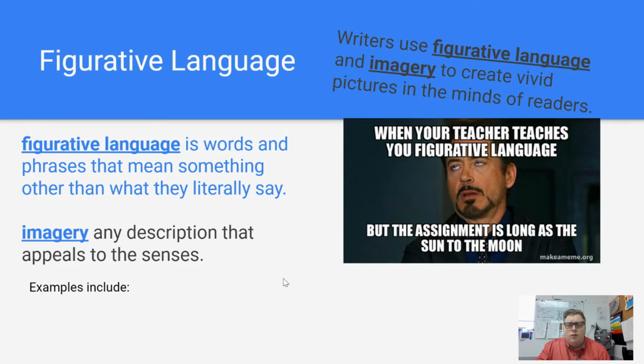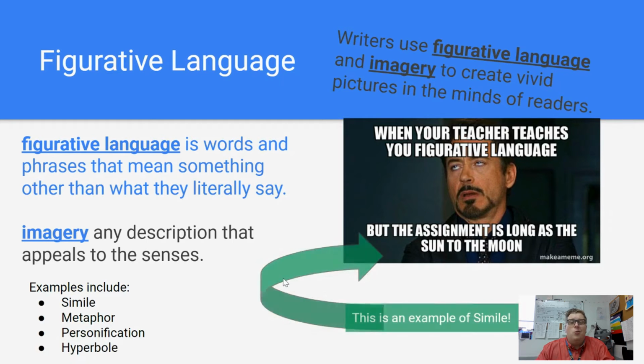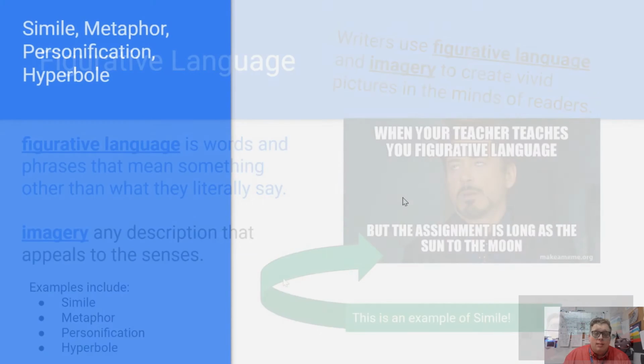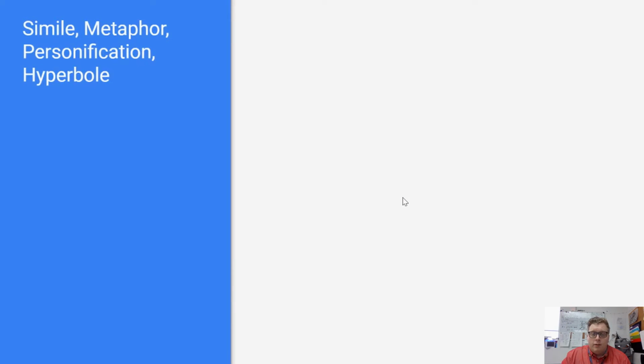Figurative language comes in all forms, but here are some of the examples of the main types we'll be talking about in this video. First, we have simile, metaphor, personification, and hyperbole. Now, I know all of you guys know what each and every one of these things are already, right? Right? Well, if not, it's okay, because we're going to be talking about them right now. Let's talk briefly about simile, metaphor, personification, and hyperbole.